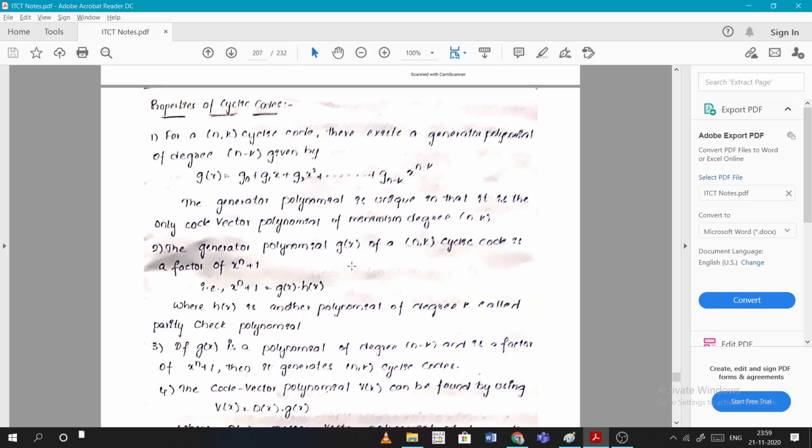In the second property, the generator polynomial is unique in that it is the only code vector of minimum degree n minus k. Now coming to the generator polynomial g(x) of an (n, k) cyclic code, it is a factor of x^n + 1.